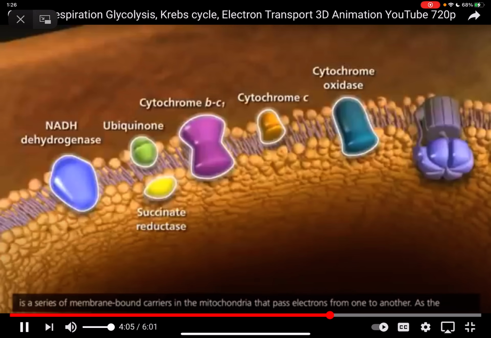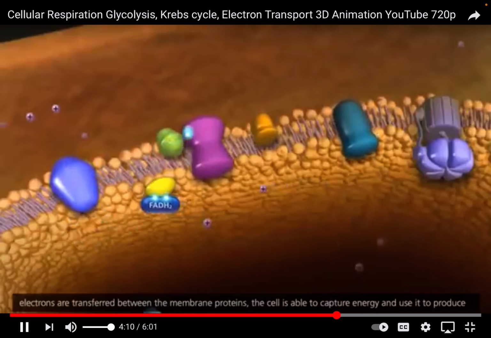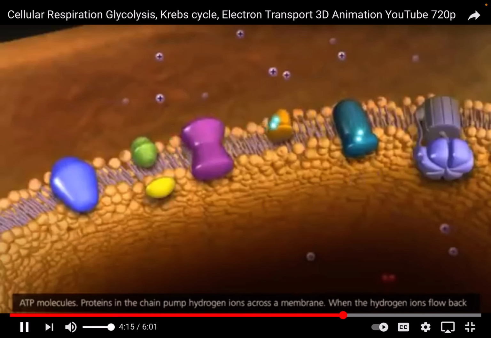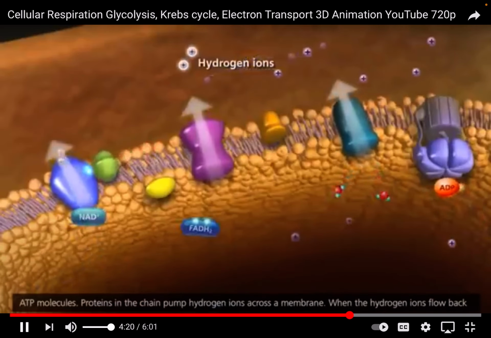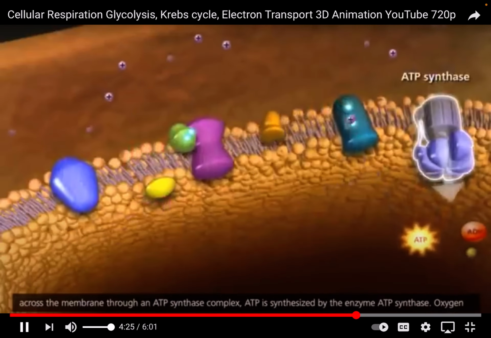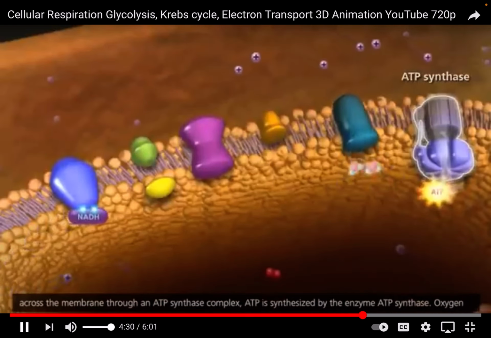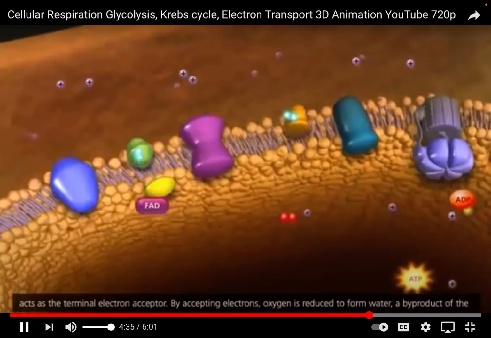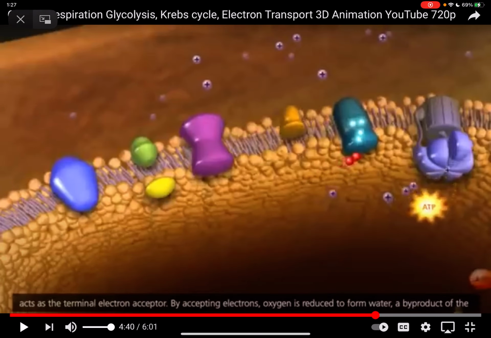Pass electrons from one to another. As the electrons are transferred between the membrane proteins, the cell is able to capture energy and use it to produce ATP molecules. Proteins in the chain pump hydrogen ions across a membrane. When the hydrogen ions flow back across the membrane through an ATP synthase complex, ATP is synthesized by the enzyme ATP synthase. Oxygen acts as the terminal electron acceptor. By accepting electrons, oxygen is reduced to form water.